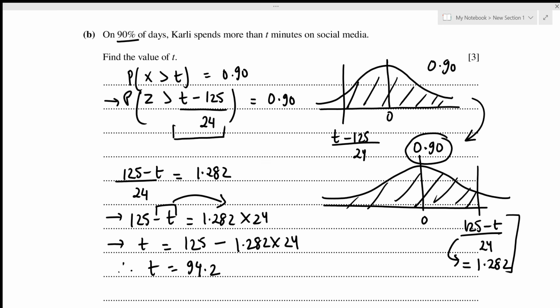This concludes the 7th question. And this brings us to the end of this set.